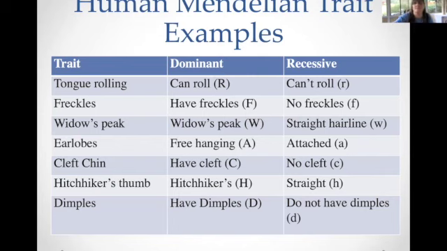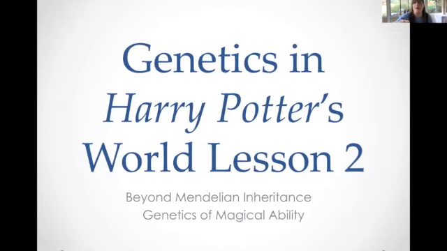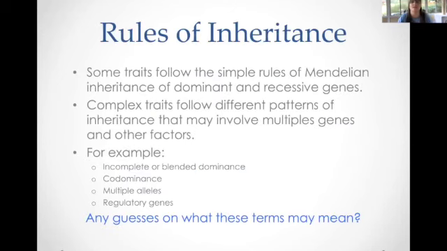So there you go. Now, here's the second PowerPoint, the half that I decided to give you. We have already looked at the Mendelian inheritance of dominant and recessive genes. Now we're looking at the complex traits. These are the ones where we're going to have incomplete dominance, codominance, multiple alleles, and regulatory genes.